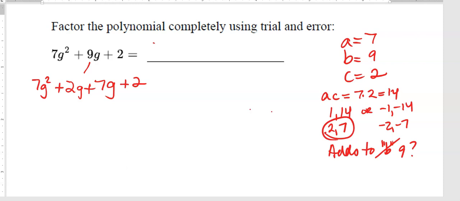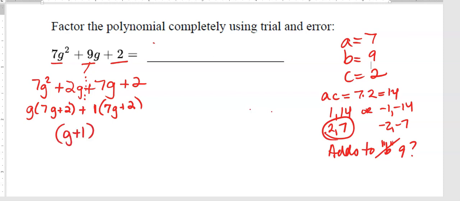So basically, I've taken this 3-term problem, and now I've made it into a 4-term problem. It's exactly the same expression, though. And then I can use factor by grouping. So I do the first 2 terms, and then I do the second 2 terms. Well, there is no greatest common factor for the third and fourth terms. So I just have a greatest common factor of 1. Then I reunite them, and I say G plus 1 times 7G plus 2.